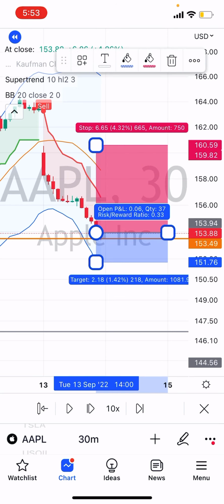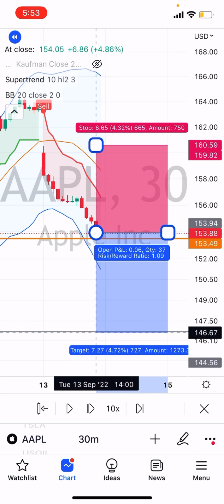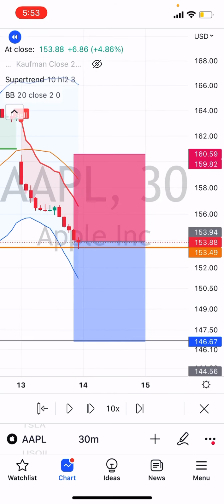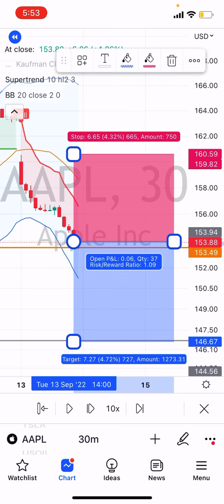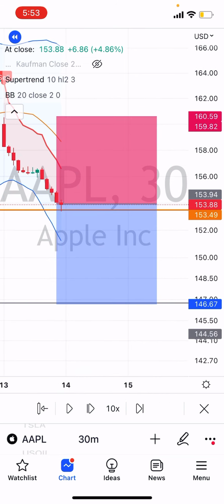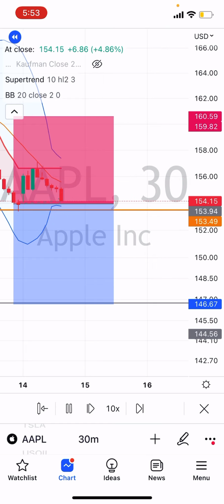We want stop loss to be just above that Bollinger line. And stop loss here, or take profit at 146. This is about a 1-to-1 risk reward. We want price to go down. Hit play on the 30-minute time frame.